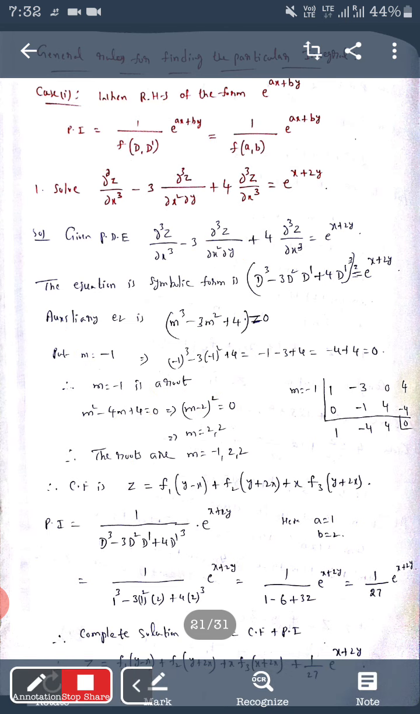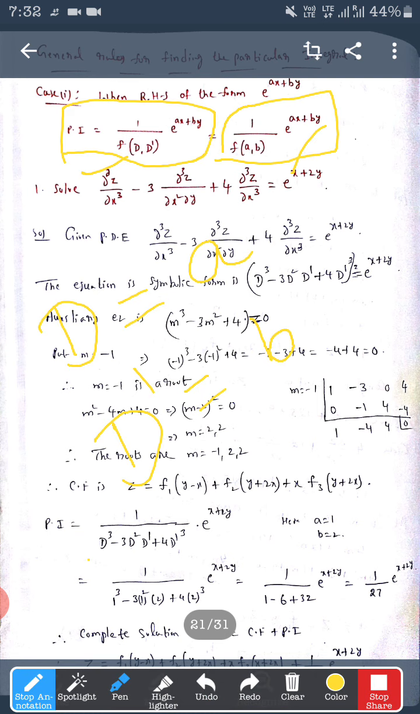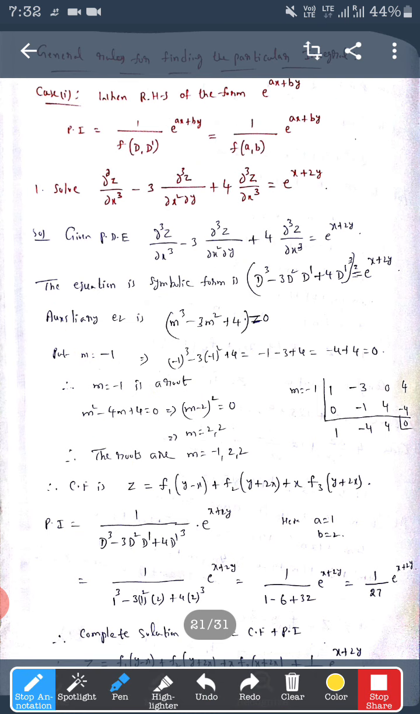That means homogeneous and non-homogeneous. In PDE, homogeneous means on the left hand side, each term is of the same order. That means del cube z by del x cube, here del cube, here del cube is there. So this is one type. And in the next coming classes, we learn non-homogeneous, that means not of equal order, some different orders. So first we learn homogeneous, that means same order: del cube, del cube, del cube.